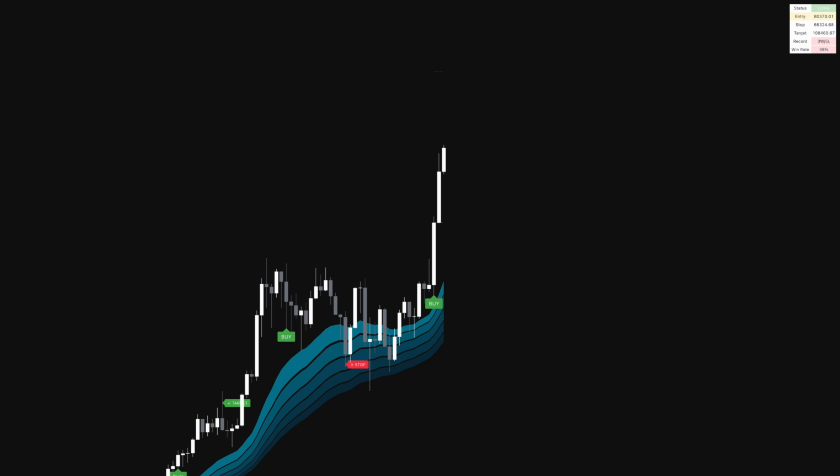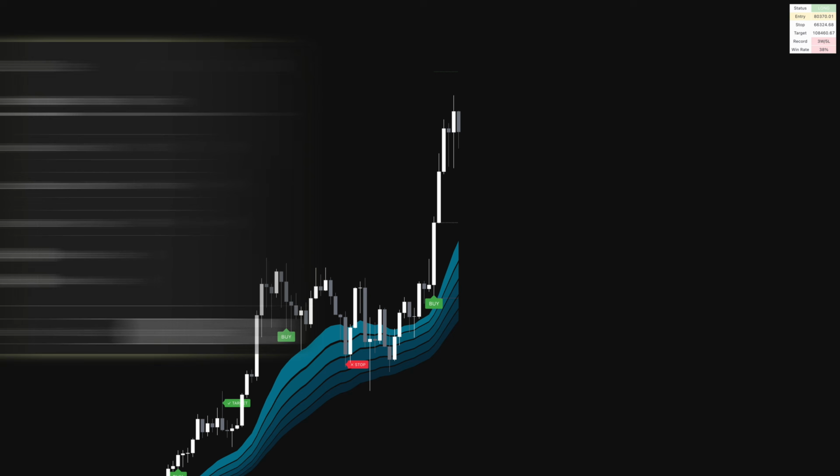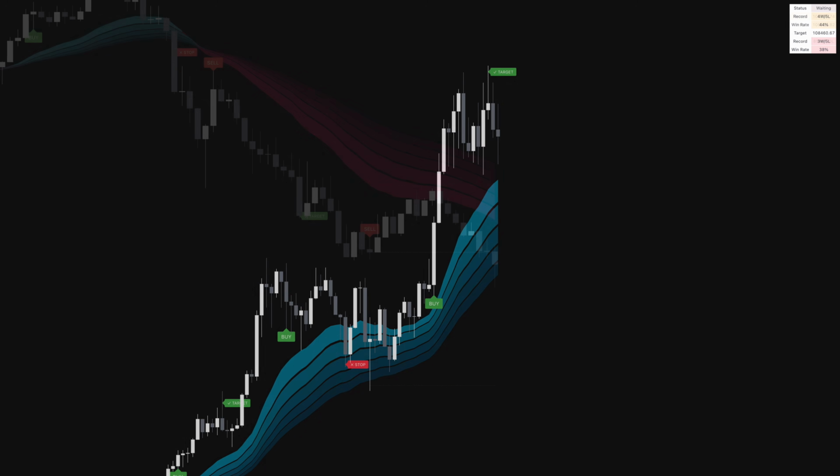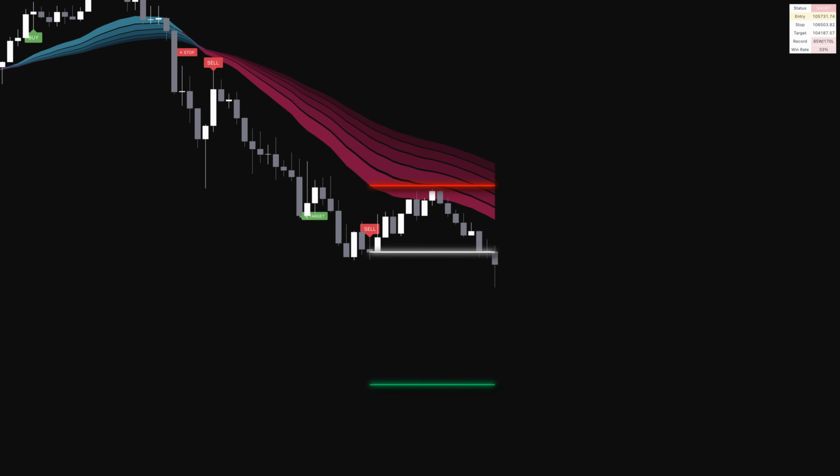Every signal includes complete risk management. Stop losses use ATR and adapt to current market volatility. When things are calm, stops are tighter. When volatility picks up, they widen to give trades room to breathe without getting stopped out by normal price movement.